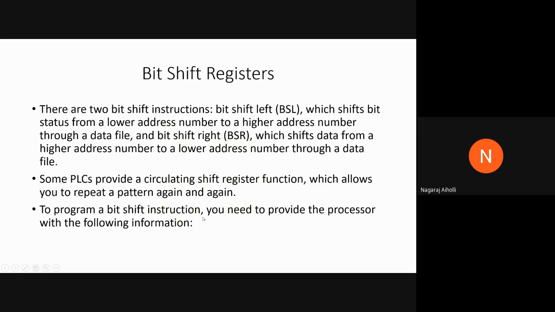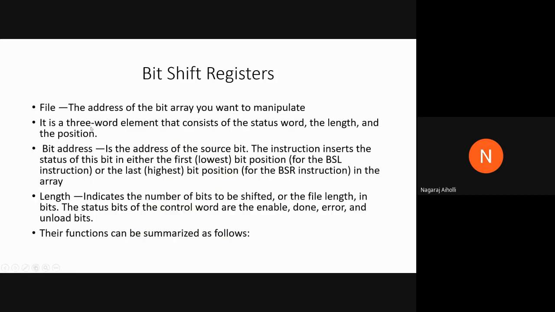To program a bit shift instruction, we need to provide the processor with the following information. If we want to perform the bit shift operation, then the following information is required. Let us see what these details are. First is the file information, that is the address of the bit array you want to manipulate. The address of the bit array that we want to manipulate or shift is called the file. It is a 3-word element that consists of the status word, the length, and the position.